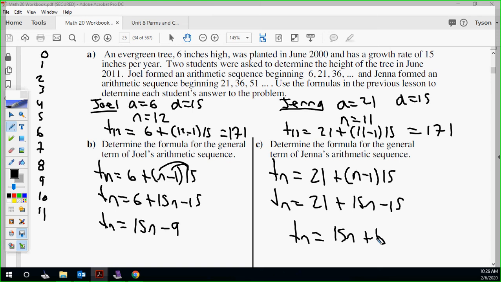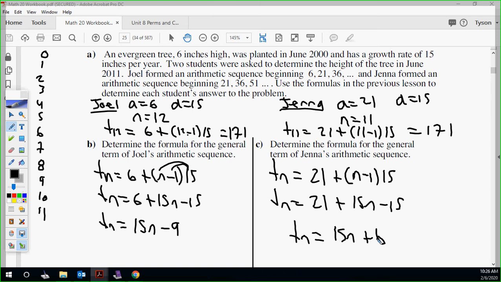Don't overthink it. Well, what's it growing by? What's a tree growing by? 15. They're 15 apart. So that's all it is. It's just one spot over, right? Because this person started after the first year of growth, this person started at 0. So I'm just showing the difference between these, that negative 9 and 6 is 15. It's just one place.